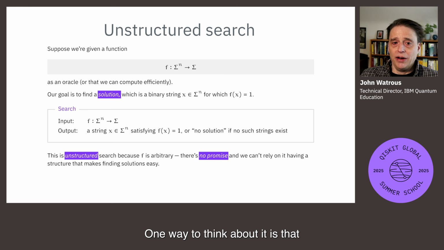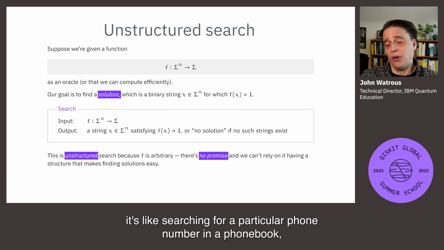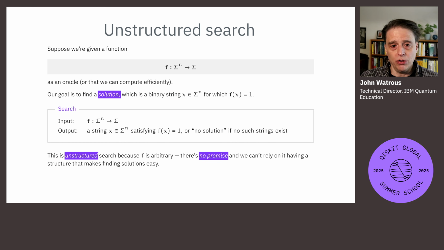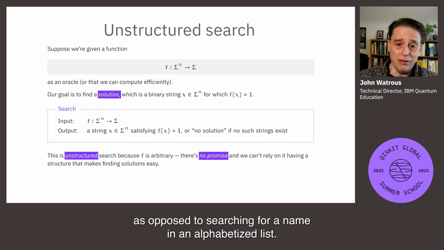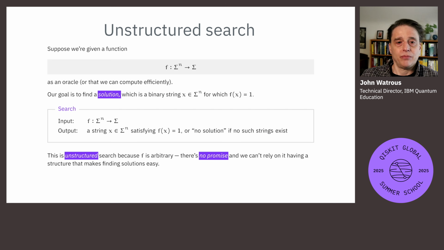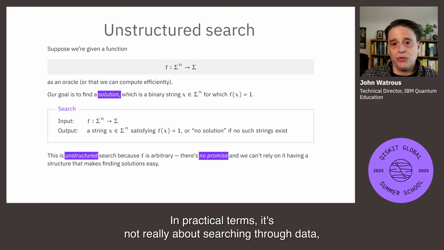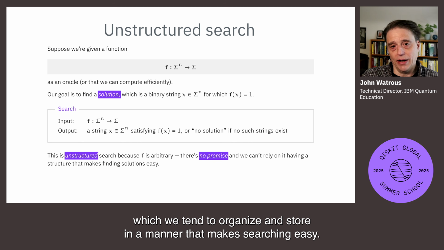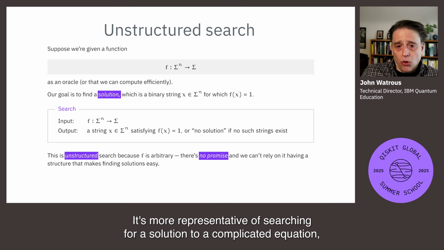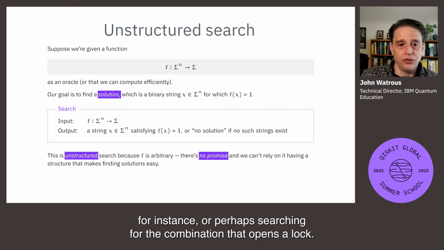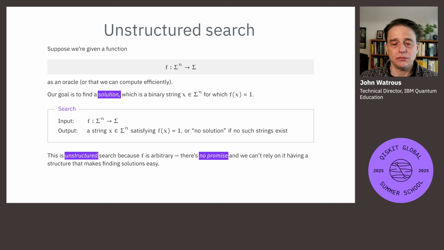One way to think about it is that it's like searching for a particular phone number in a phone book, as opposed to searching for a name in an alphabetized list. In practical terms, it's not really about searching through data, which we tend to organize and store in a manner that makes searching easy. It's more representative of searching for a solution to a complicated equation, for instance, or perhaps searching for the combination that opens a lock.